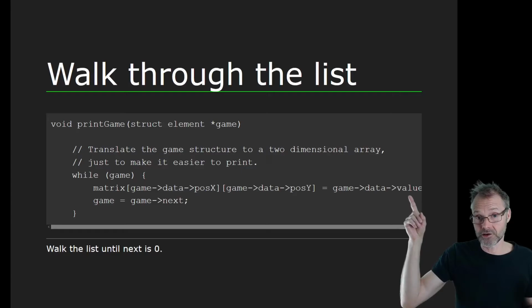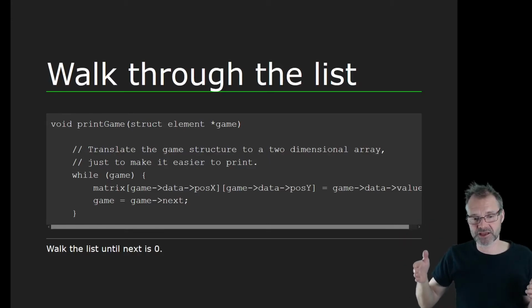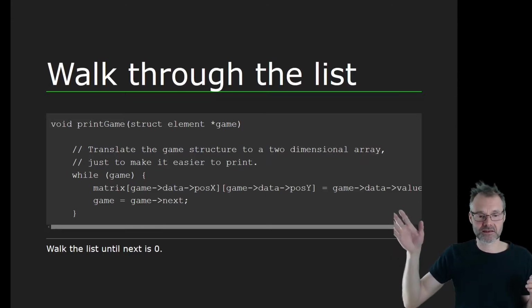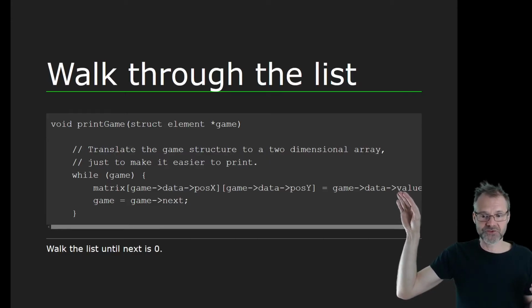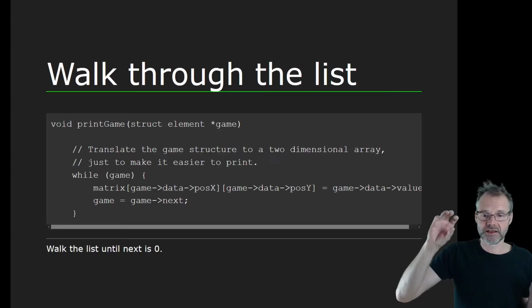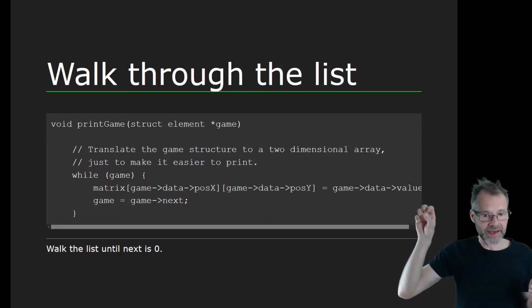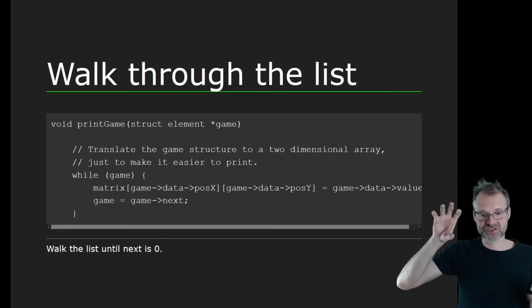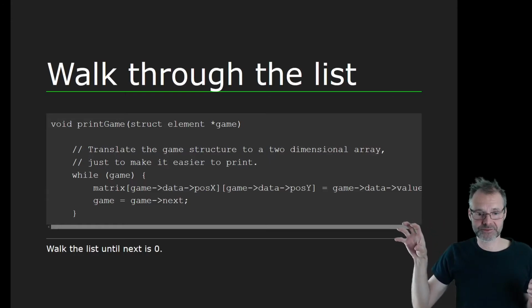I'm going to do a while loop, and I'm going to use game as a pointer for each element, and I'm going to move the pointer for each element to the next element, to the next, and at the final element this will be 0, and then the while loop will be skipped. So this matrix here is just for converting my linked list data structure into a two-dimensional array just for printing. But we see here while game and game equals game next. These are the two essential parts that are basically traversing the whole game list.